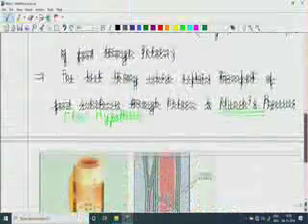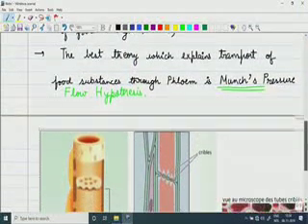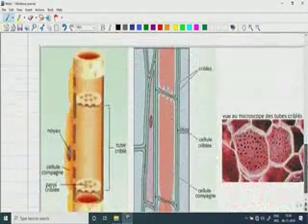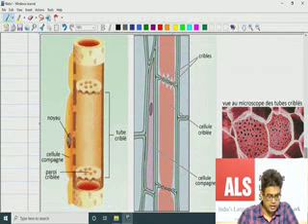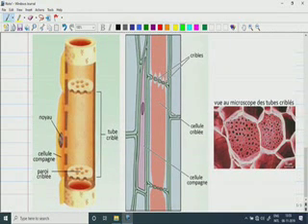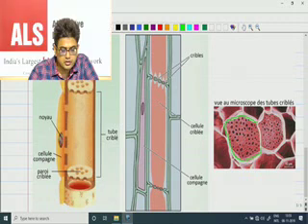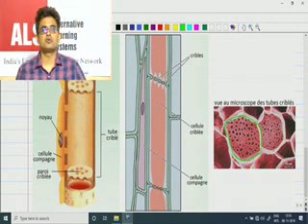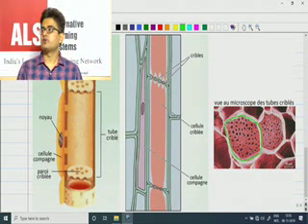All right. So this is what we have to do right now. The best theory which explains Munch's hypothesis. So please see this diagram of phloem now. This thing here is a sieve tube element. What you are seeing here is a sieve tube element. This is visible to everybody.